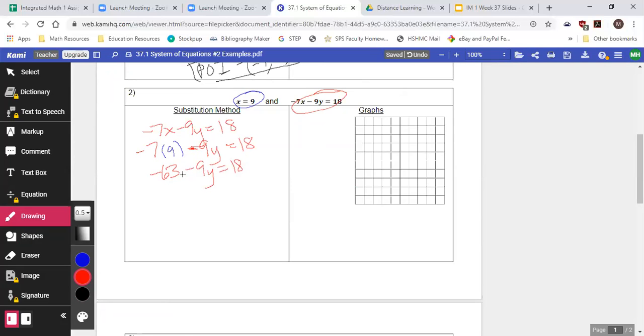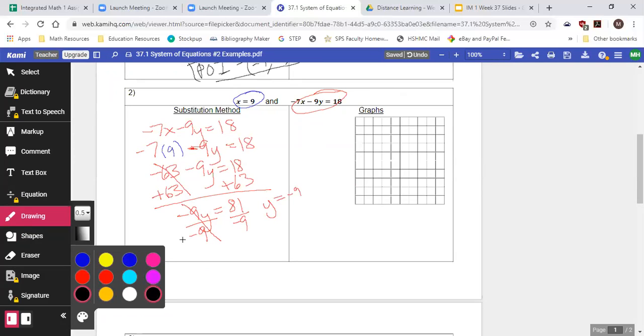So once we substitute the isolated variable into the other equation, we solve for the variables x and y to find the point of intersection. We already know what x equals. Now we're trying to solve for y. So we add 63 on both sides to get y by itself, and get negative 9y equals 81. Then we divide both sides by negative 9, and y in this case, 81 divided by negative 9, is negative 9. So our point of intersection is going to be our x value, which is 9, and our y value, which is negative 9.